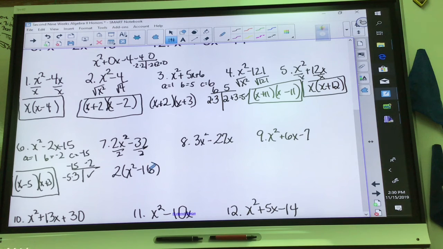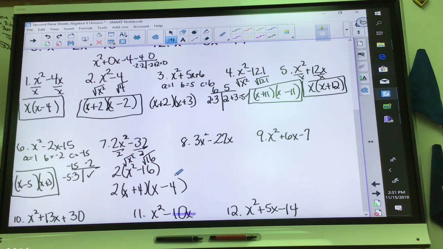Then is this a binomial or a trinomial? It's a binomial. Is it a difference of 2 perfect squares? Yes, it is. Don't forget to bring your 2 with you. Put 2 empty binomials, one with an addition sign, one with a subtraction sign. Take the square root of x squared, that's x. Take the square root of 16, and that's 4.